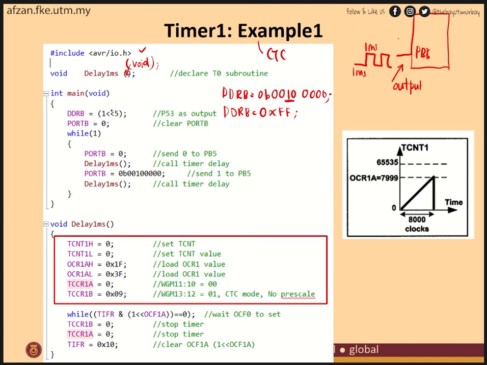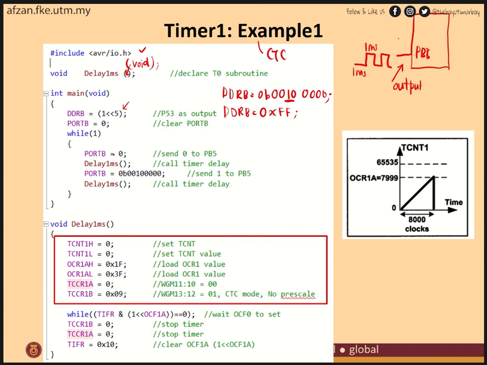So here you have 3 ways to initialize your PB5 as an output port. Either you use this kind of programming, or you just declare all the port B as output, or only bit 5 here as output and the rest you put as input. Next, PORTB equal to 0. You just clear the port B. If you don't want to clear the port B, also can. Next, while 1. Why while 1? Because you want to generate this square wave continuously, so we will put it in the while loop.